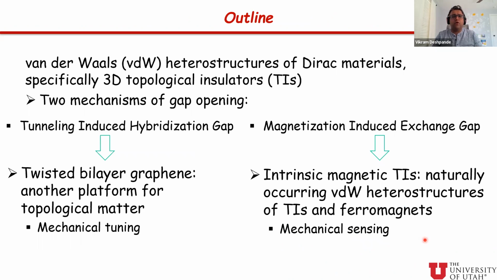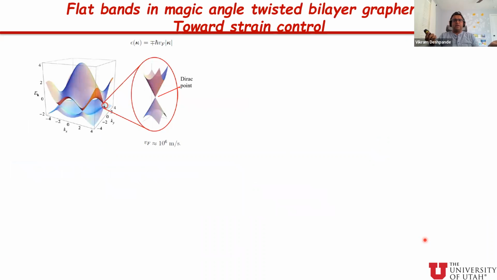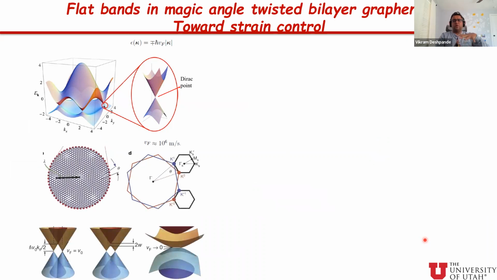I am now going to move on to the story that I started out with, which was the hybridization gap story, which was basically the hybridization of the two Dirac cones of top and bottom surfaces. And we've actually continued this story in the context of a different material, and that material is twisted bilayer graphene. So you might imagine that a similar type of hybridization can also occur in graphene, because indeed graphene also has Dirac cones, and when you put two graphenes on top of each other, these Dirac cones will hybridize.